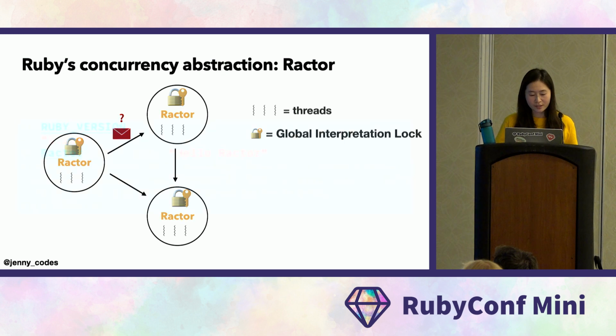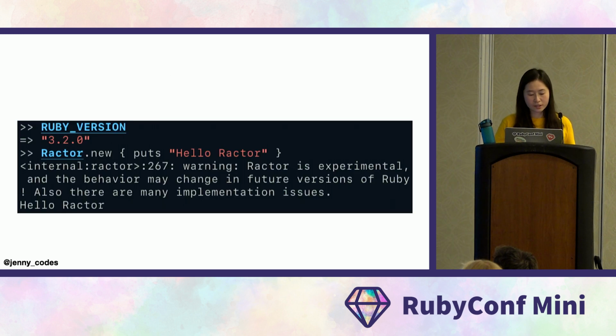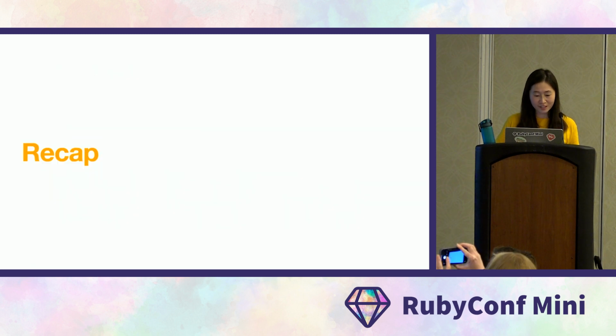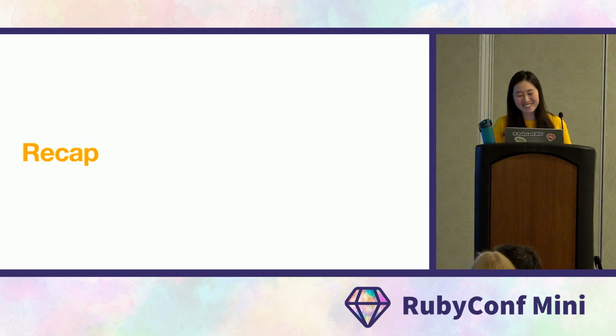So that's Ractor. And as of the latest preview of Ruby 3.2, you will still get a warning that says Ractor is still experimental. But I'm very much looking forward to its development. So this is all for concurrency, and that's it. Wow, that went way faster than I thought.